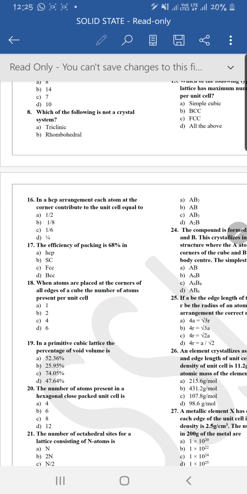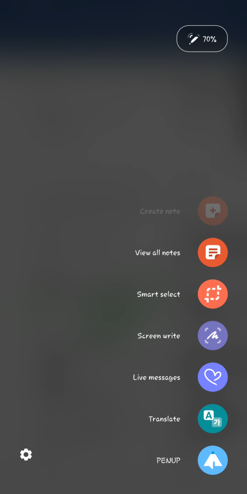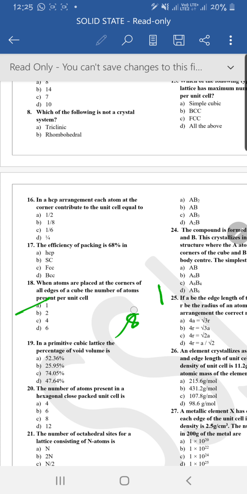When atoms are placed at the corner of all the edges of the cube, the number of atoms present in the unit cell. Try to read this point. When atoms are placed at corners, this word you have to remember: corners of all the edges. See, not at the center of the edges. It is corner. Therefore, how many corners are there? 8 corners into 1/8 contribution. Therefore, the number of atoms is 1. We tick the first option. That is the right and most accurate option among all the things.